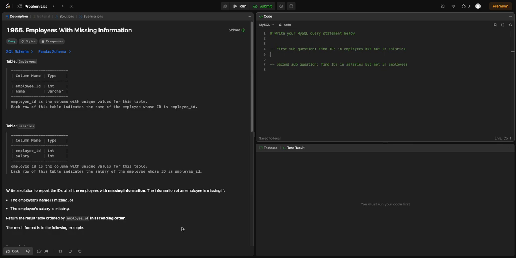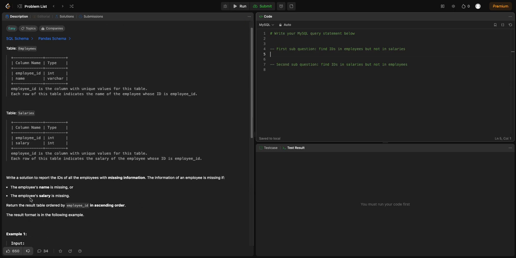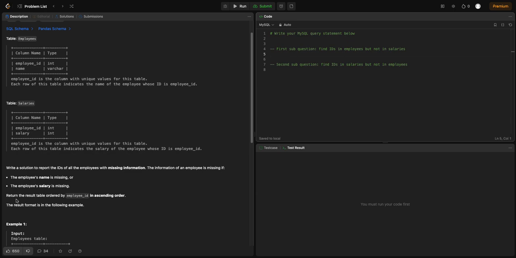Let's solve question 1965, employees with missing information. The question asks us to write a solution to report the IDs of all employees with missing information. The information of an employee is missing if the employee's name is missing or the employee's salary is missing. We need to return the result table ordered by employee ID in ascending order.